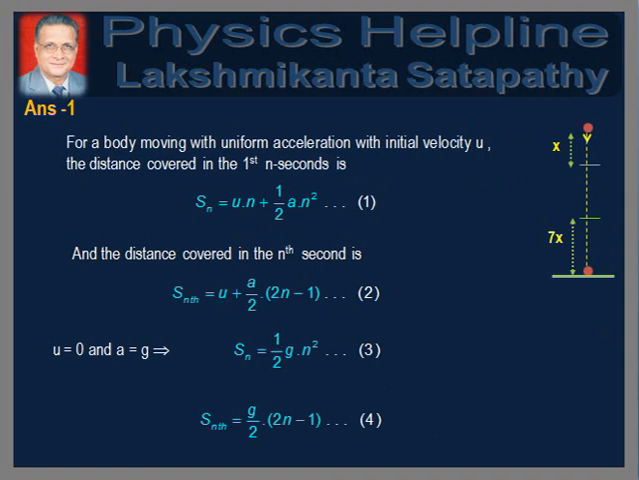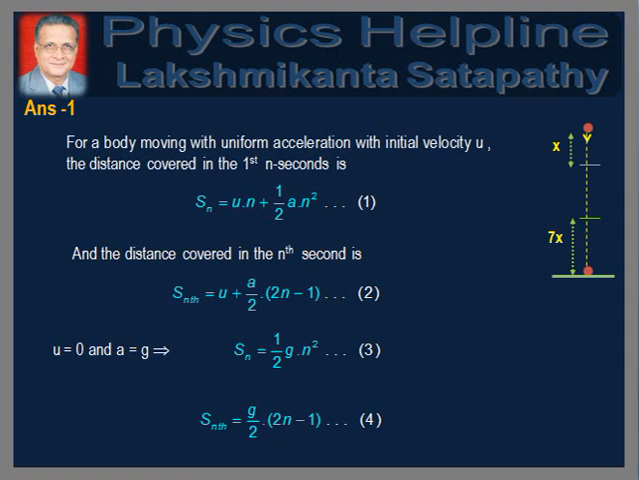First, let us solve the problem in question 1. The situation is shown in the figure. For a body moving with uniform acceleration a, whose initial velocity is equal to u, the distance covered by it in the first n seconds is given by Sn is equal to un plus half an square, and the distance covered in the nth second is S_nth is equal to u plus a by 2 into 2n minus 1.